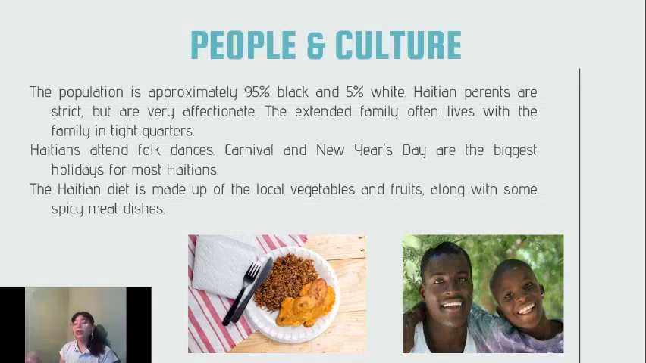The extended family lives with the nuclear family in a house. They all live together, like the grandparents, the uncles and aunts. They all live in the same place, and they are very traditional. They are very attached to their traditions, and they celebrate the Carnival and New Year's Day as a big celebration in Haiti. The Haitian diet is made of local vegetables and fruits. They have very prolific agriculture here in Haiti, and they also have livestock here in Haiti.